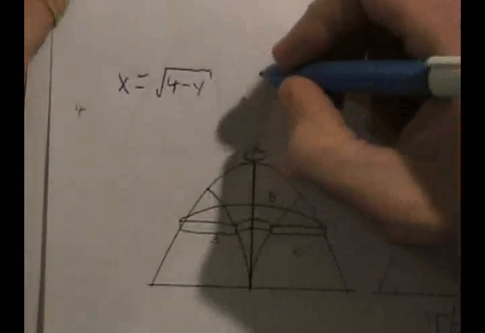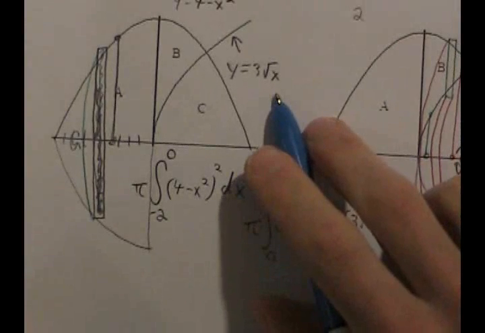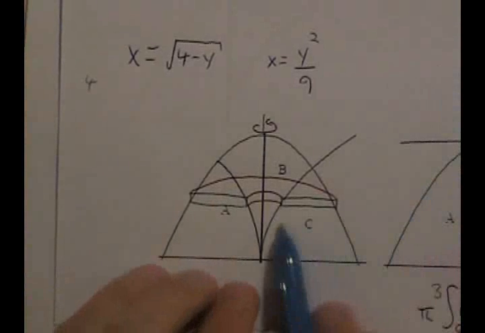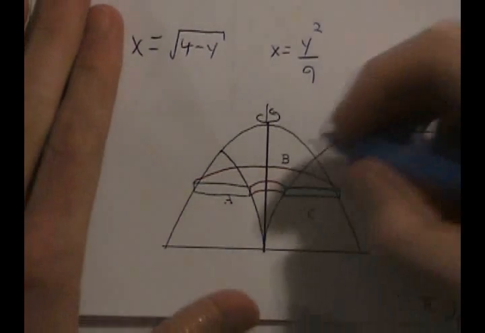And the other one is y equals 3 radical x, so you divide by 3, square both sides. So the other one will be x equals y squared over 9. That'll be the curve. And so we're integrating with respect to y. So we need the outer radius and the inner radius as a function of y. And I'll do it in blue again.